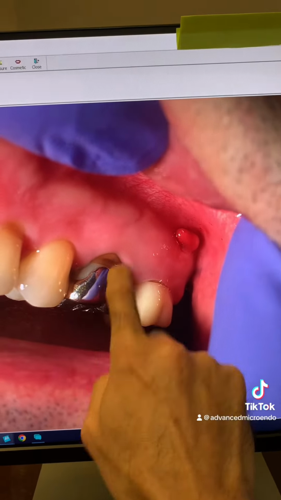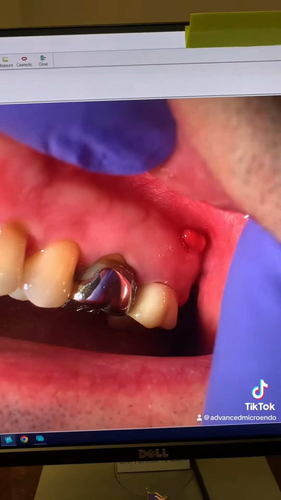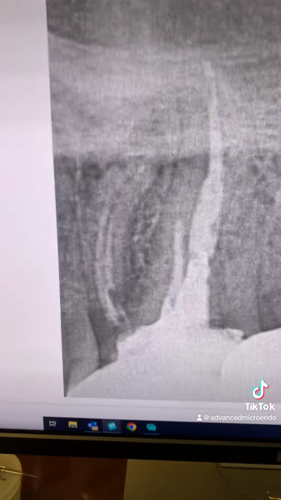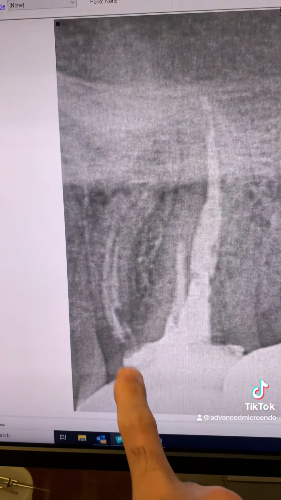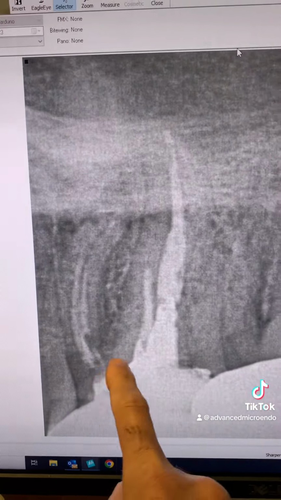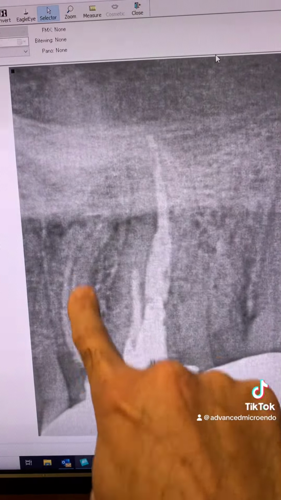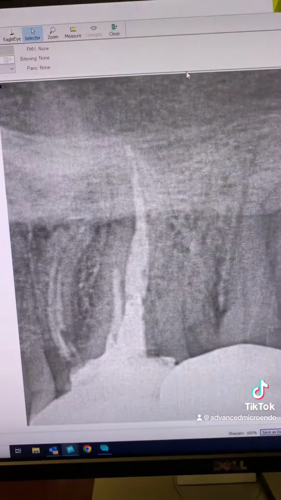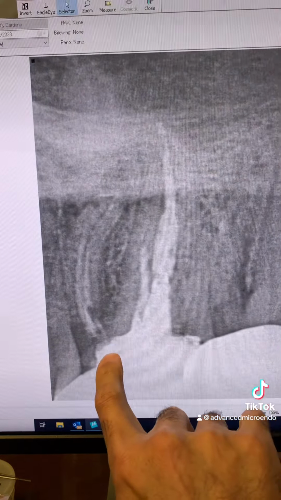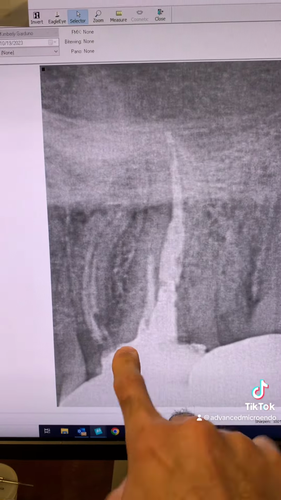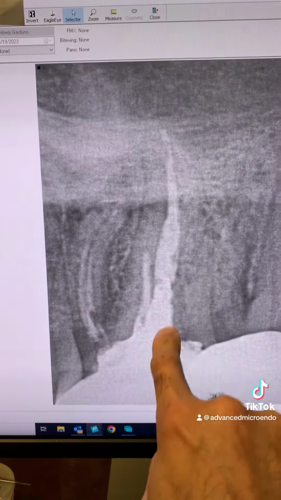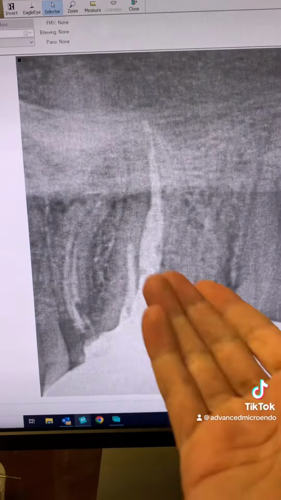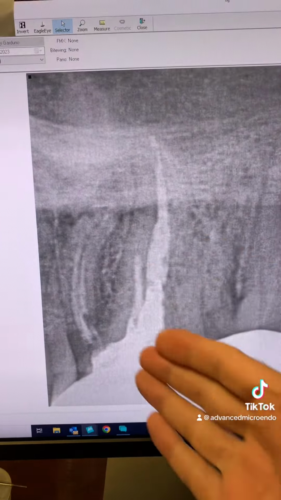So today we went through the stainless steel crown, removed the buildup, and this was a perforation. It looks like the dentist was trying to look for the MB canal and perforated right there. I guess he tried to use glass ionomer to patch up the perforation. Of course, glass ionomer doesn't work, and it was a mess in there.